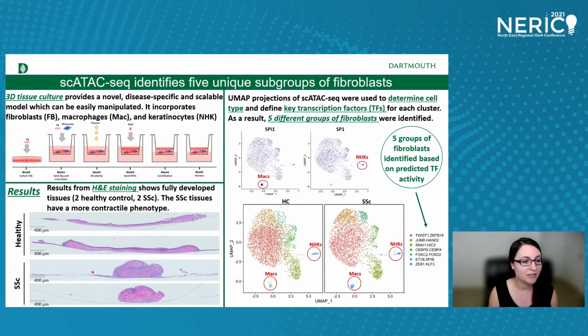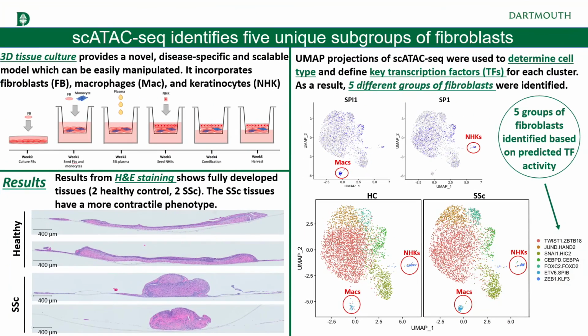We then are able to see from H&E staining our fully formed tissues, as you can see on the left-hand side. And you can see that these have 2 layers, as we would see in human histology from skin. And we can also see that the SSc tissues have a slightly more contractile phenotype.